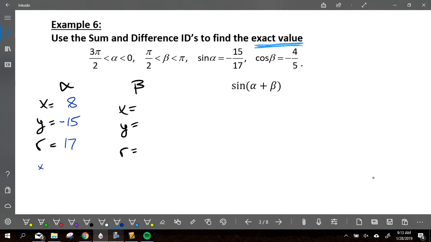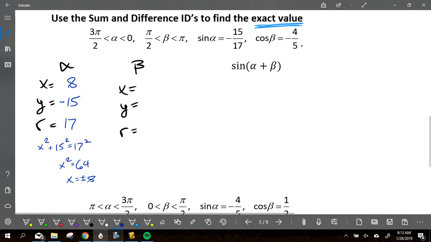I would do something like x squared plus y squared equals r squared. We could solve that, and when I solve for x squared, it's going to be equal to 64. X is equal to plus or minus 8. And we need to know, which one is it? Is it a positive 8 or a negative 8? We have to make that decision.